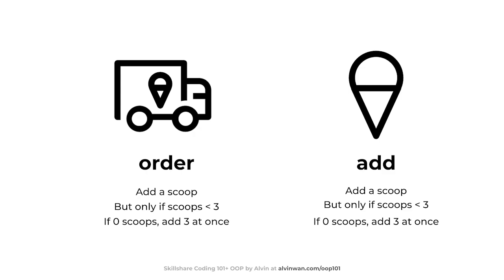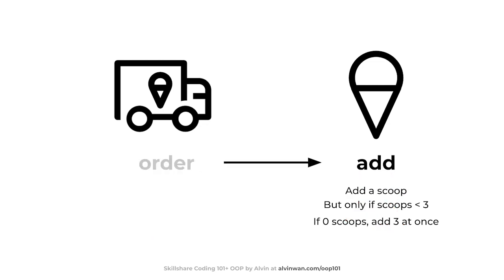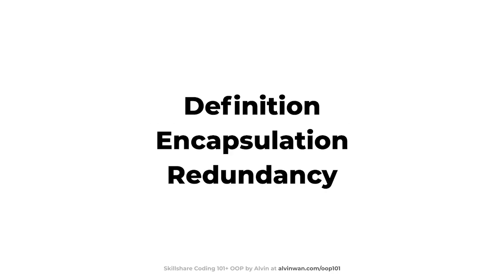But how do we fix this? We only want one copy of the scoop adding code. Quite simply, any code that adds ice cream scoops should call the ice cream class's add method. Nobody else should directly modify the number of scoops in an ice cream cone. Enforcing this abstraction allows us to reduce redundancy in code. Tip: check for redundant code. If you're copy-pasting or writing redundant code, you're doing it wrong. We'll elaborate on why and how when we begin coding.